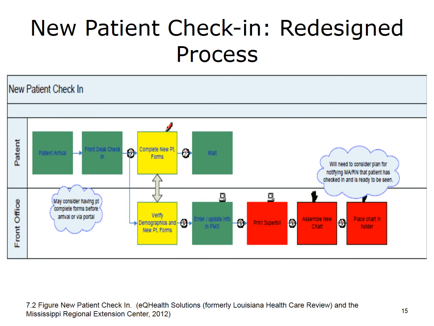The fifth process step, green and the last performed by the patient, denotes the patient waiting until called to be seen. The sixth process step, green and performed by the front office, is the entry of the new patient form into the practice management system, or PMS. The seventh, eighth, and ninth steps are red and performed by the front office. They include printing a superbill, assemble new chart, and place chart in holder. A cloud to the top of these last process boxes states, "Will need to consider plan for notifying the medical assistant, registered nurse, that the patient has checked in and is ready to be seen."